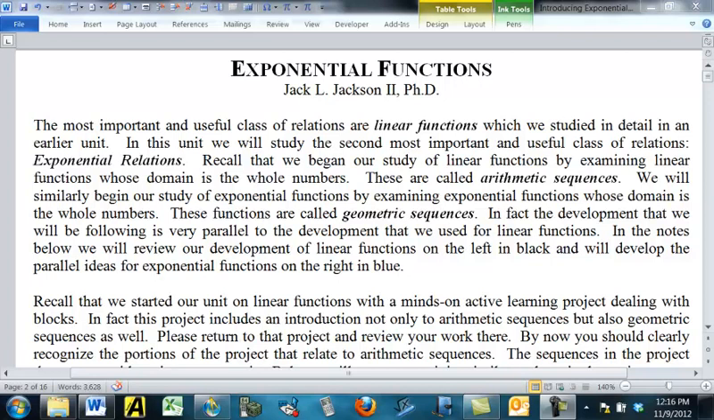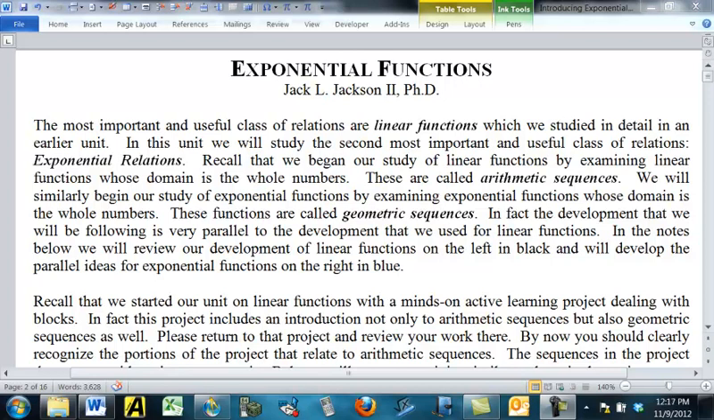And so we're going to develop exponential functions in a very, very similar way to the way we developed linear functions. In fact, in these notes I'm going to give a side-by-side development. On the left is going to be linear functions in black, and on the right side will be exponential functions in blue. And we're going to develop these side-by-side. In fact, if you wanted to, you could use this lecture as a development of linear functions.